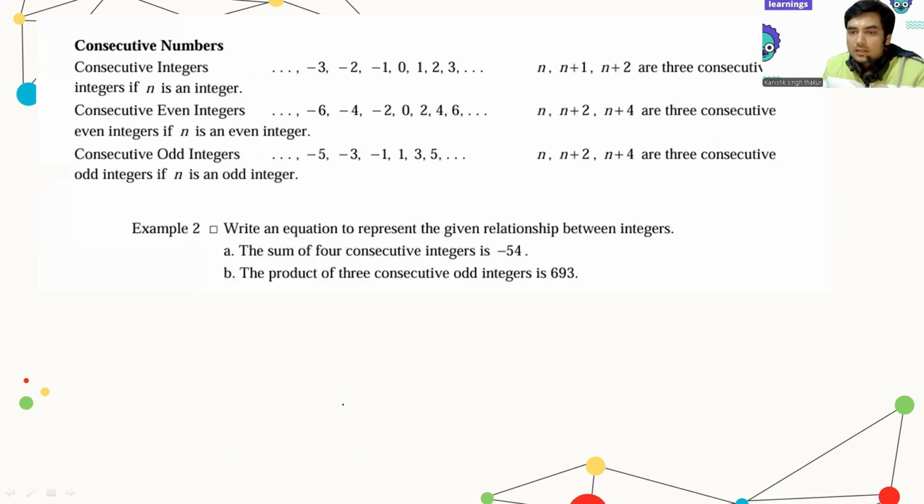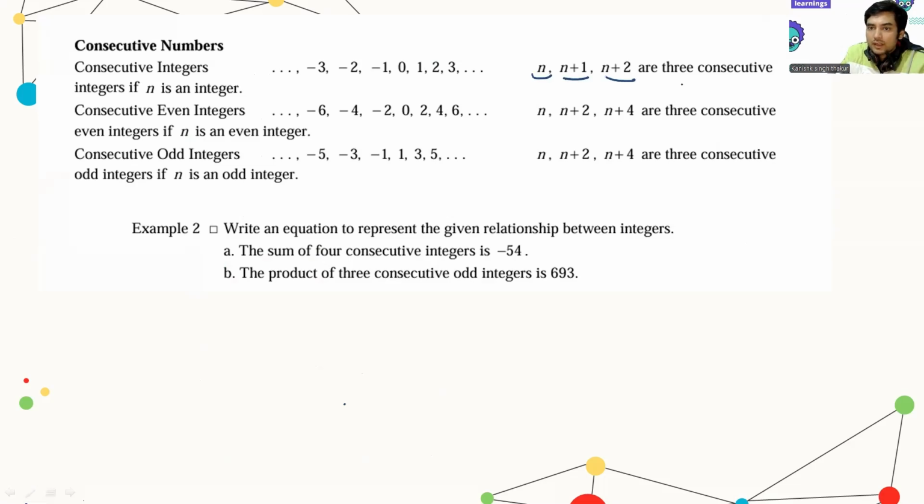Now, consecutive integers. Whenever these are given, this is how you have to take them. Suppose they ask you in the question, 3 consecutive integers are given. You will take them as n, n plus 1, n plus 2. As you substitute the value of n, you'll get 1, 2, and 3 like that.